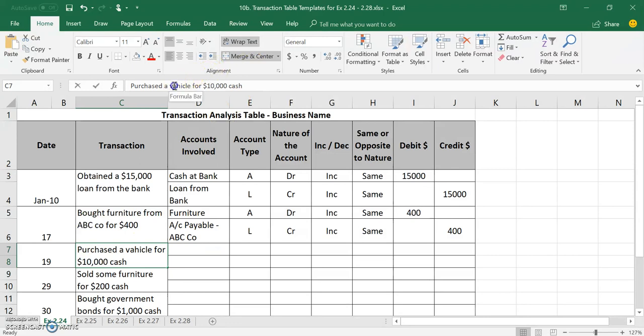Okay, I just noticed a typo there. Oops, you might need to fix that up on your template as well.